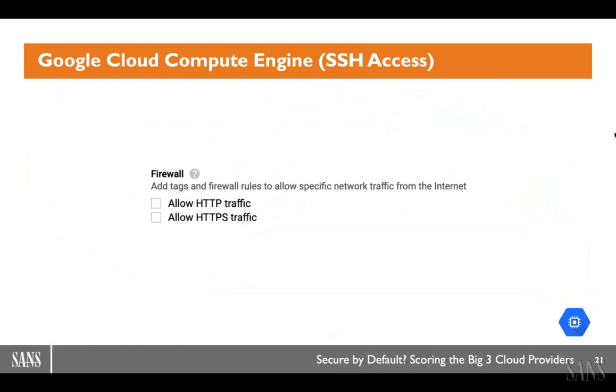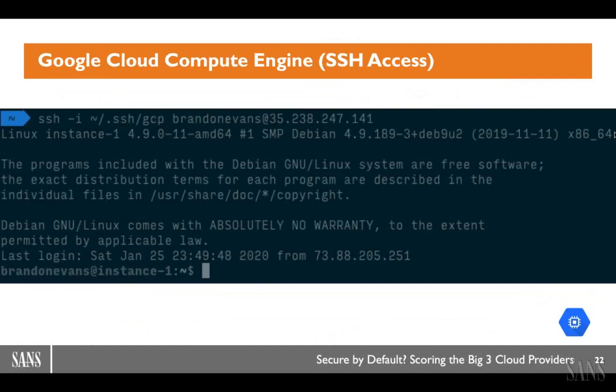So when I launched a VM on the Google Cloud Compute Engine, I was optimistic. There was a firewall section, and all the rules were turned off by default. Great. So I then tried to SSH into the instance using the external IP, and it worked. That doesn't make any sense. The firewall section in the wizard didn't even give me the option to enable SSH access.